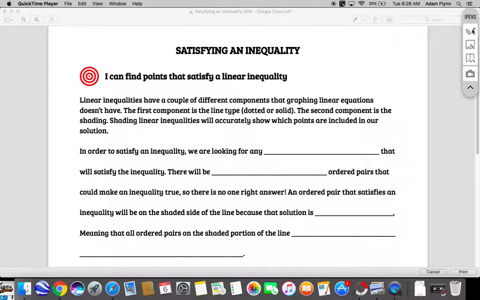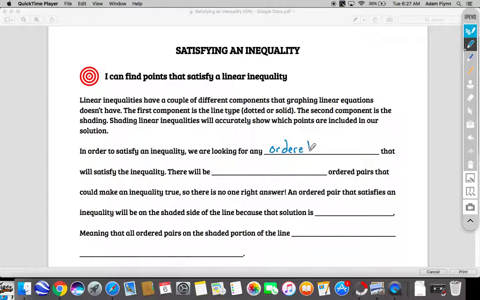But in order to satisfy an inequality, we are looking for any ordered pair or point that will satisfy the inequality. So it's very possible, given any problem, that we could pick 100 people, and 100 people could have 100 different ordered pairs or 100 different solutions, and they would all be correct. They would all satisfy the inequality. Okay? So having said that, there will be infinitely many ordered pairs that can make an inequality true.